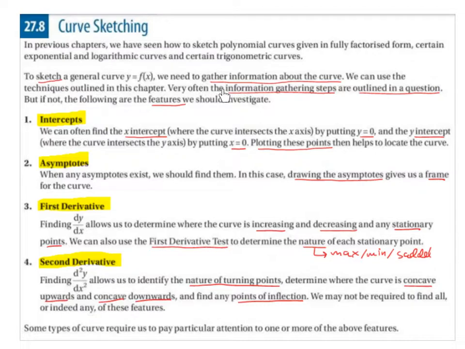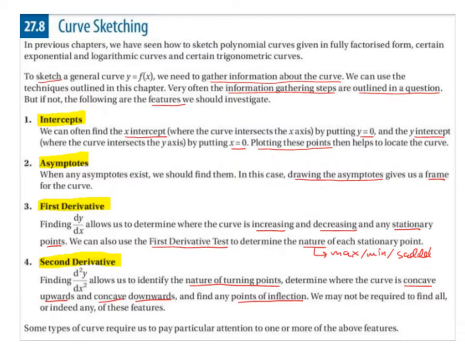Very often, the information gathering steps are outlined in a question, but if not, the following are the features we should investigate. The intercepts. We can often find the x-intercept, where the curve intersects the x-axis, by putting y equal to 0. And likewise, we can find the y-intercept, which is where the curve intersects the y-axis, by putting x equals 0. Plotting these points then helps to locate the curve.